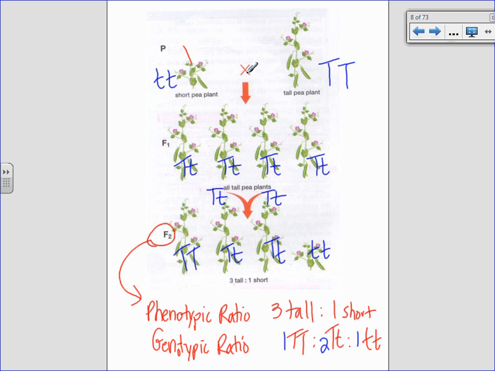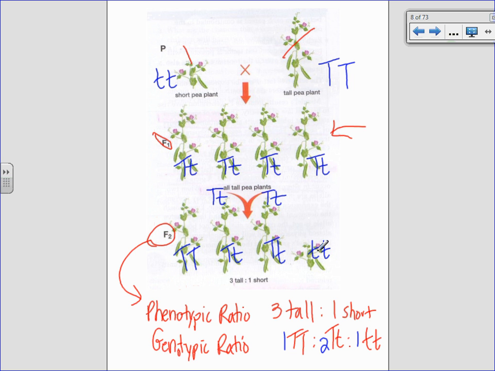So what he found was, when he mated the short with the tall, all of the babies in the first filial generation ended up being tall. Okay, so if he took some of these baby plants in the F1 generation and self-pollinated them or mated them with themselves, he ended up getting 3 tall and 1 short.